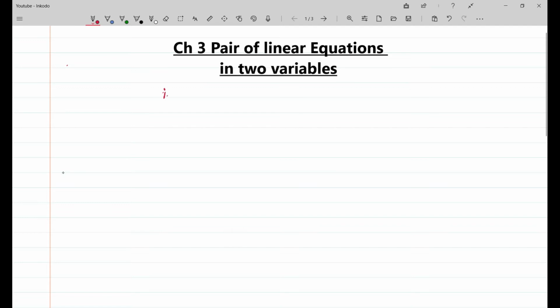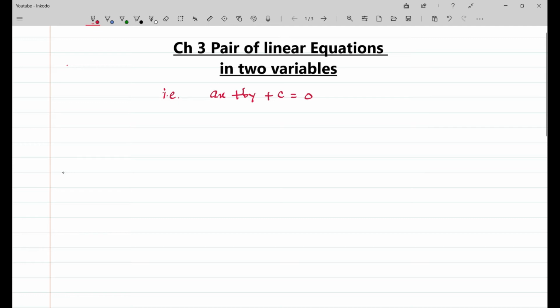That is ax plus by plus c is equal to 0, where a, b and c are real numbers, x and y are variables, or we can say a and b are coefficients of x and y respectively. This we have already studied in class 9.